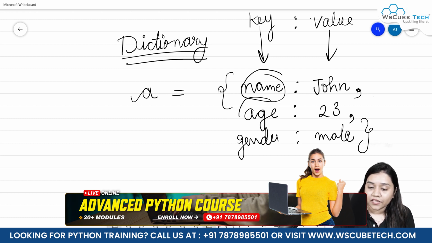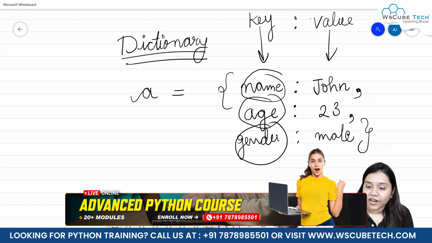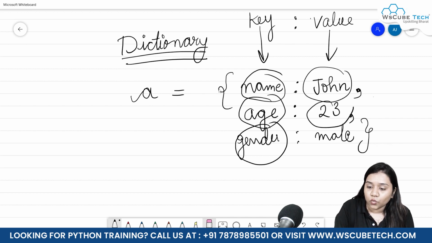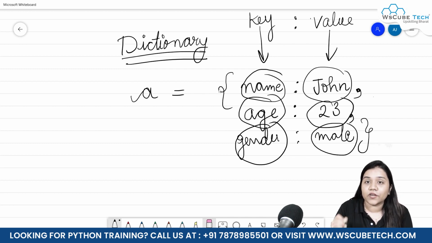Here name, age and gender are the keys, and John, 23 and male are the values. Each key and value is separated with the help of a colon, and every key-value pair is separated with the help of a comma. These are some rules of writing a dictionary.